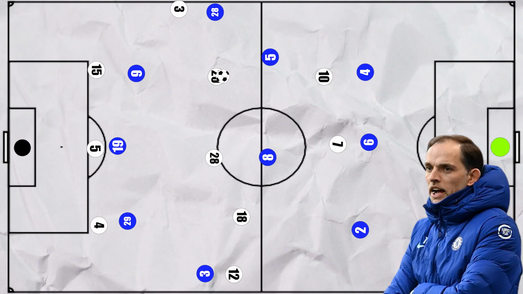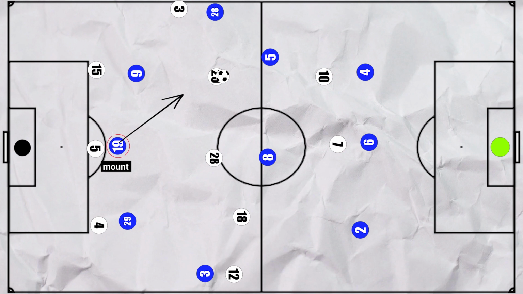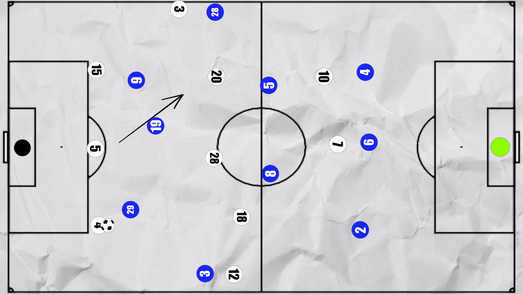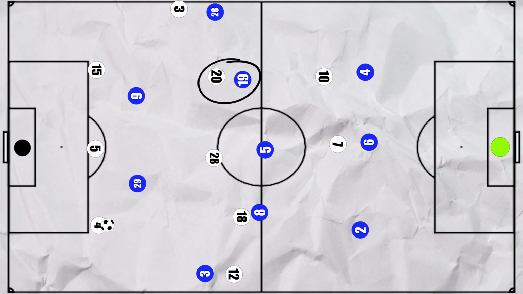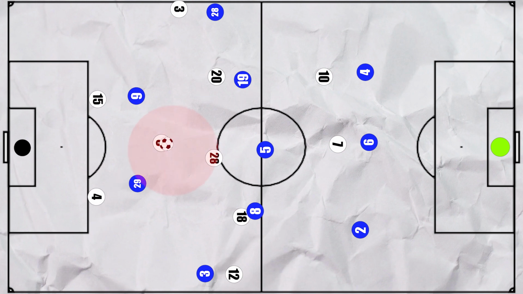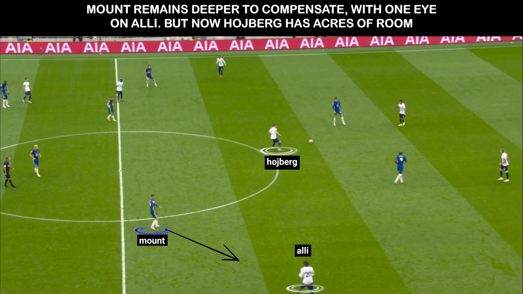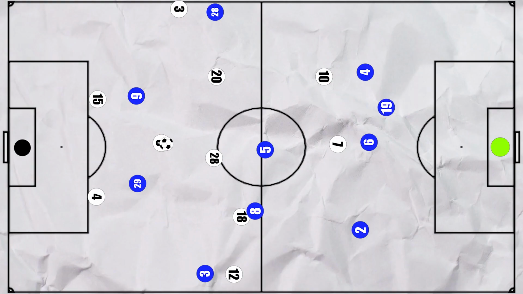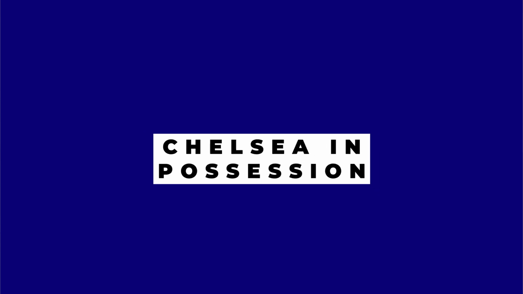Tuchel had to adapt to this, and late in the first half, Mount no longer sat on Højbjerg, instead joining the midfield to more easily track Ali. This could mean Højbjerg had acres of space to receive though. In the second half, Mount was replaced by Conte, who gave them even more coverage against this left-hand side overload. But what did we see from Chelsea?